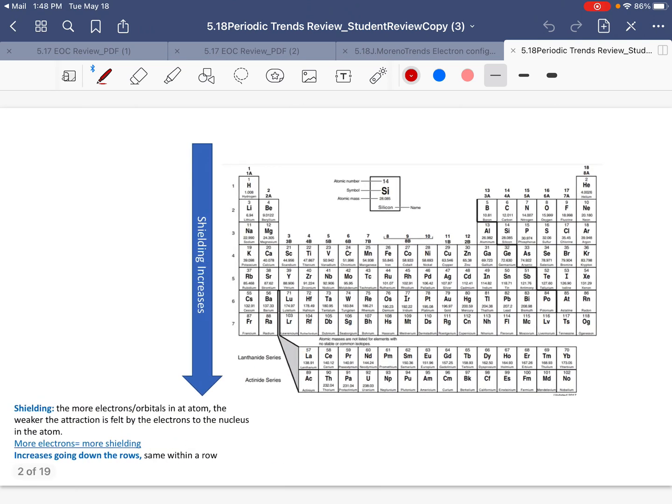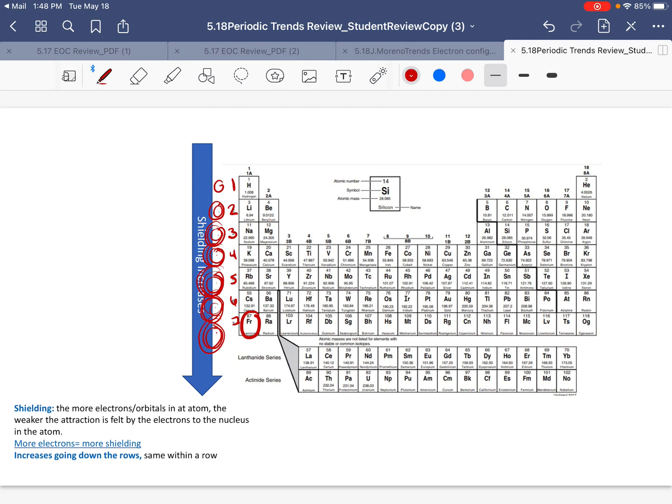The first one we're going to start off with is shielding. Shielding increases as you go down the energy levels. How many energy levels do we have? We have a total of 7: 1, 2, 3, 4, 5, 6, and 7. As shielding increases, I want you to notice that the size of the atom is also increasing. Your largest atom is actually going to be francium. We're going to get to that trend later.